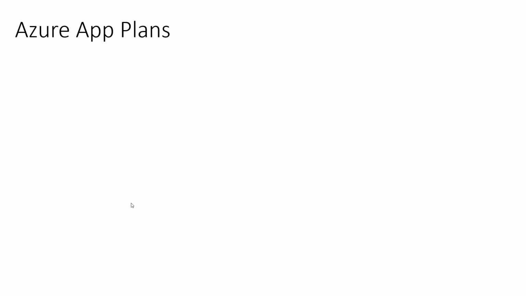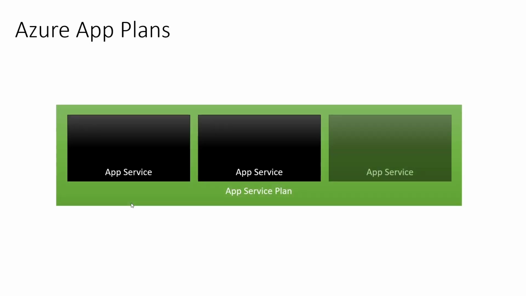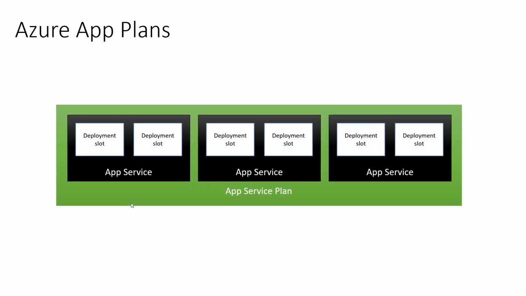So the architecture looks something like this with an app service plan. App service plan is basically just an allocation of resources, basically saying I want so much compute, so much memory, so much storage. And then you can divide that up among any number of app services, as long as you don't do resource exhaustion. And then within the context of app services, you have something called deployment slots.